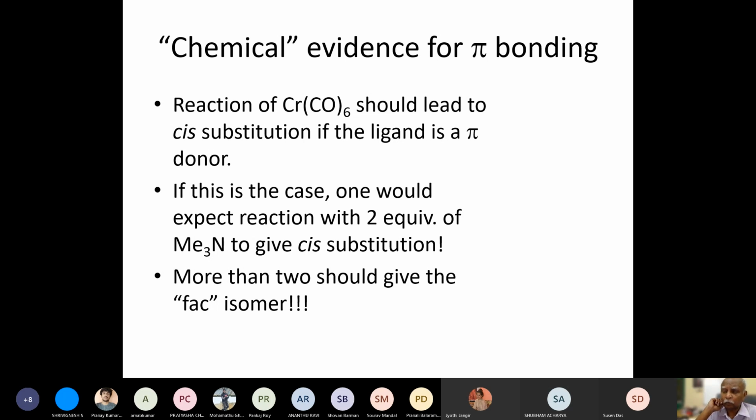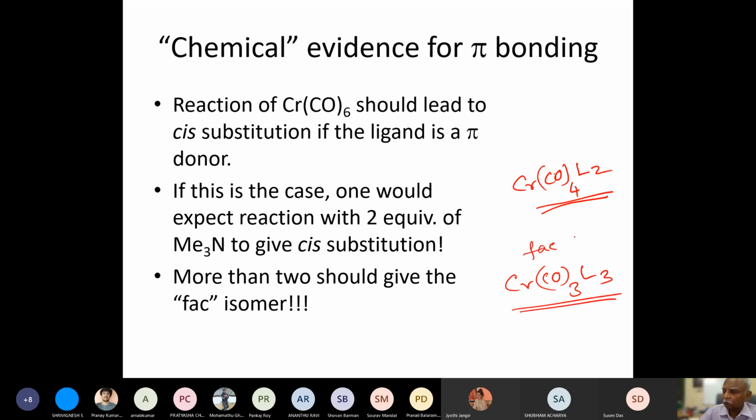If I take carbon monoxide complexes and do a substitution, suppose I take a trimethylamine ligand, two equivalents of trimethylamine can give me CrCO4 L2. This can be both a cis and a trans compound. If I do more than two, I can have CrCO3 L3, and this again can be FAC or MER. Here it can be cis or trans.